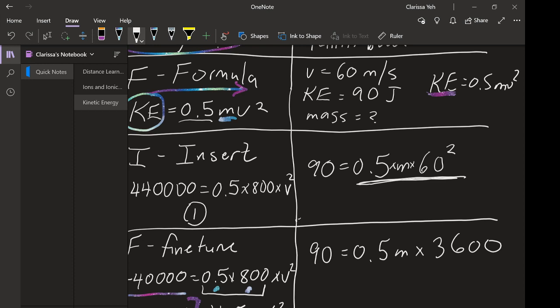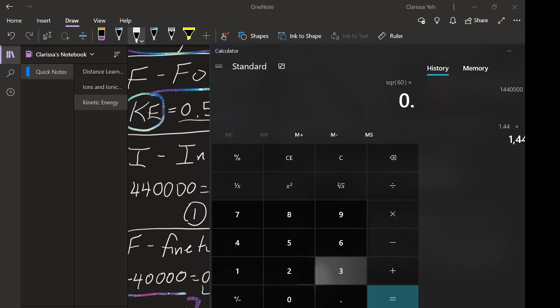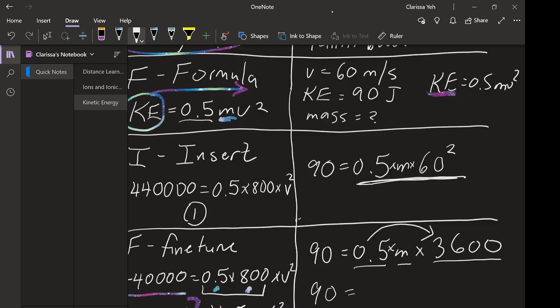I also can clean this up a bit more by timesing my 0.5 onto the 3,600, because remember, when it comes to maths, these three things, 0.5, m, and 3,600, are all times together, and it doesn't matter which order you times things in, like 2 times 3 times 4 is the same as saying 2 times 4 times 3. So if I just times the 0.5 with the 3,600, that should combine into one number. 90 equals 1,800 m.